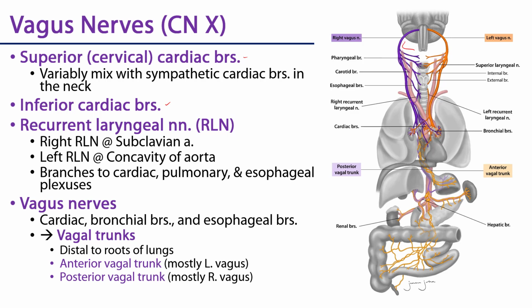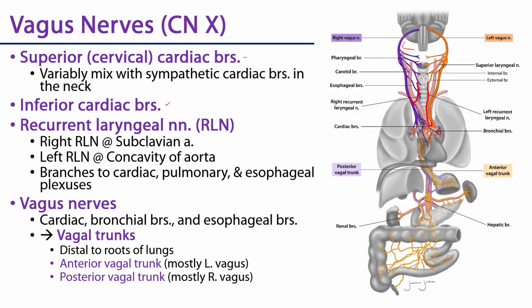So on the right side, there is a right recurrent laryngeal nerve that wraps around the subclavian artery in the root of the neck before it ascends superiorly to serve the larynx. On the left side, the left vagus nerve makes it down to about the level of the arch of the aorta before the left recurrent laryngeal nerve wraps around that concavity and ascends in that tracheoesophageal groove on the way up to serve the larynx.